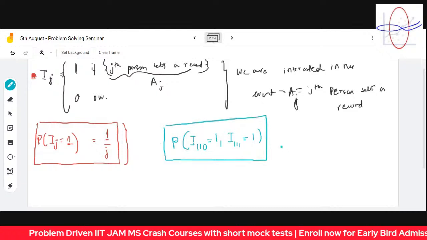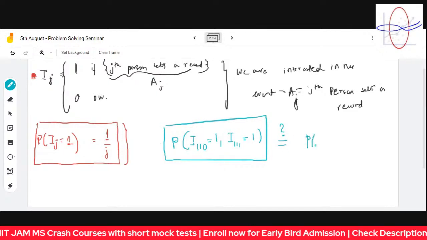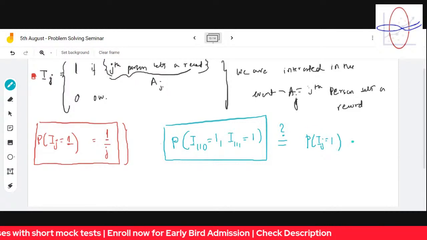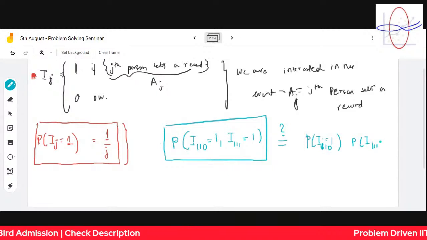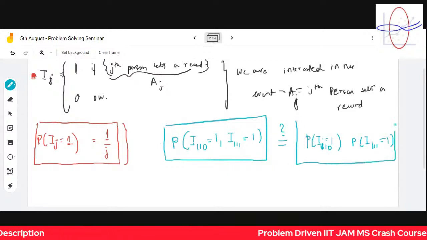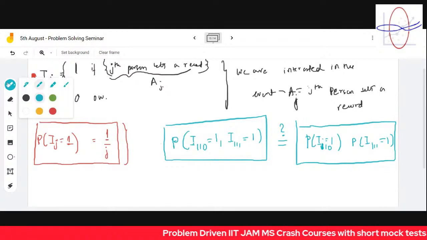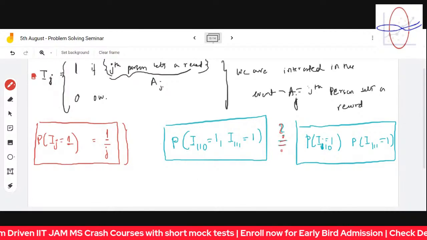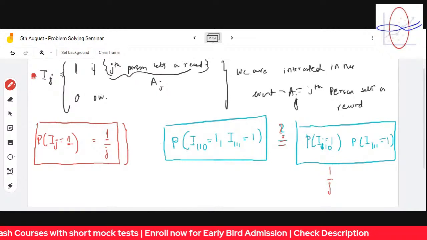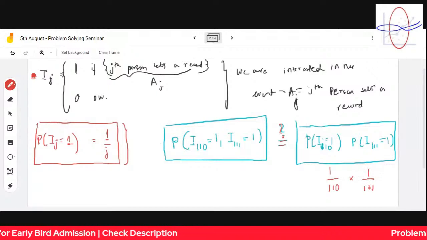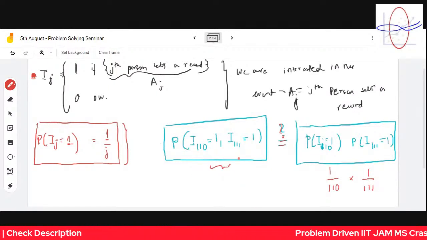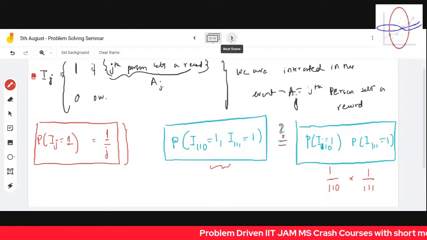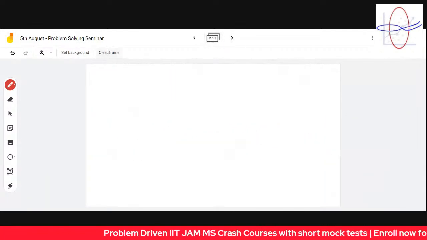We have to show whether probability I j is equal to 1 and I j plus 1 is equal to 1 equals probability I 110 is equal to 1 into probability I 111 is equal to 1 or not. This is what we have to check, whether it's true or not. So we have found that this is equal to 1 by 110, and this is equal to 1 by 111. So we need to find out what this is. And similarly, this will turn out to be really interesting, another interesting symmetry property. So let's find it out.